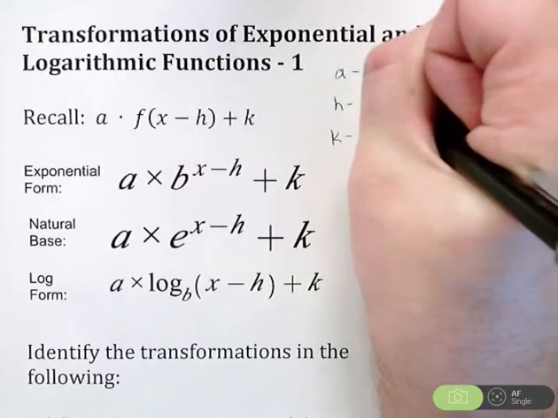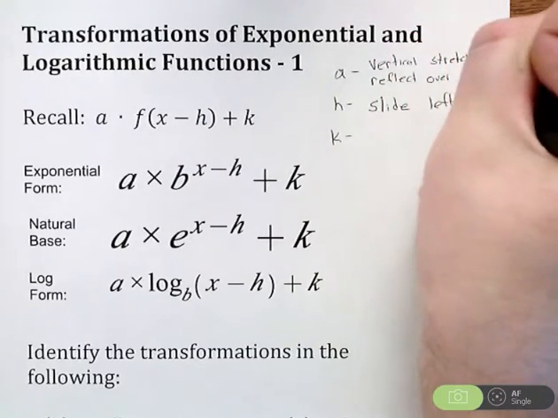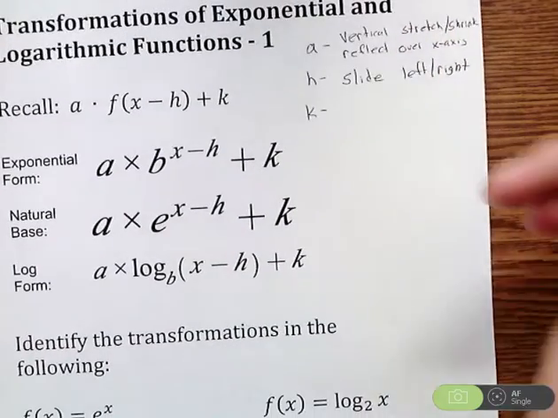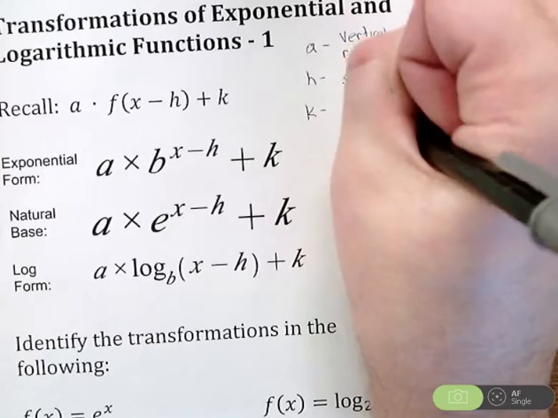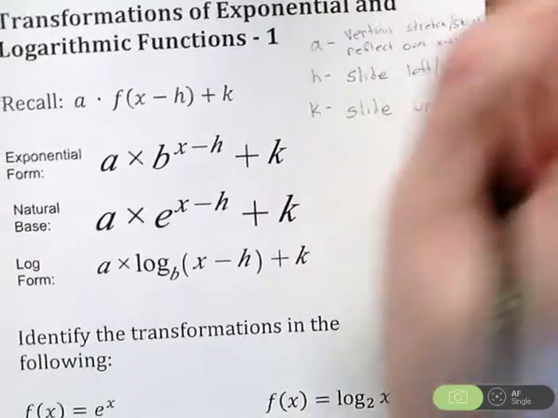H is going to slide or translate left and right. And last, K will slide or translate up or down.